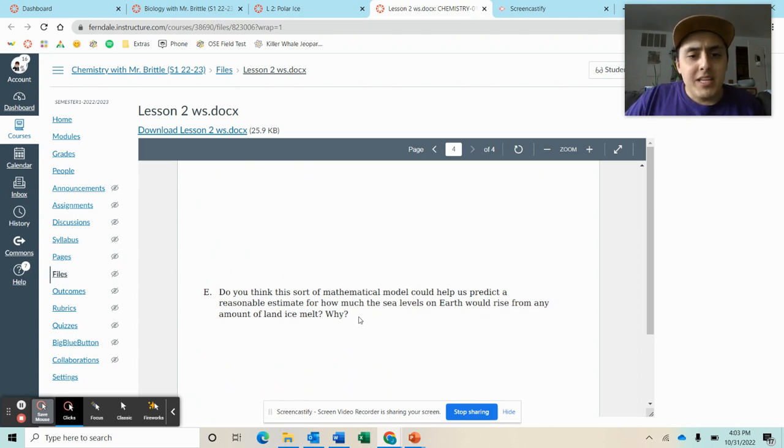And then E, do you think this sort of mathematical model could help us predict a reasonable estimate for how much the sea levels on Earth would rise from any amount of land ice melt, and why? Yes. By now, I would hope that you would figure out that the answer is yes, just because we've done it several times. We do it on the lesson 3 sheet, but basically, yes, if we know the volume of Greenland and all of the rest of the ice that's on land, we can divide that by the area of the ocean or the area of the container, and we can figure out how much sea levels would rise.